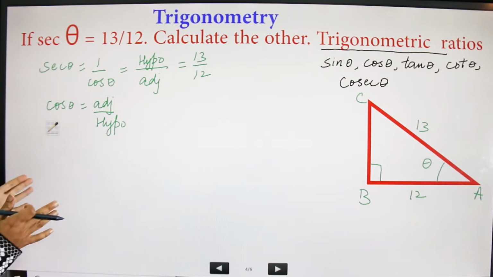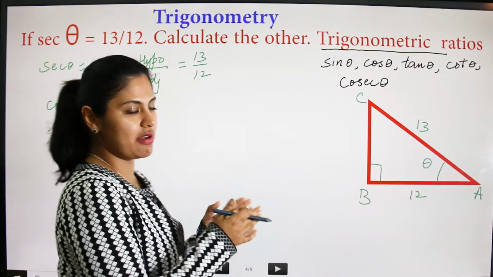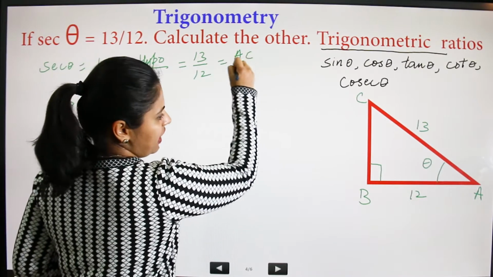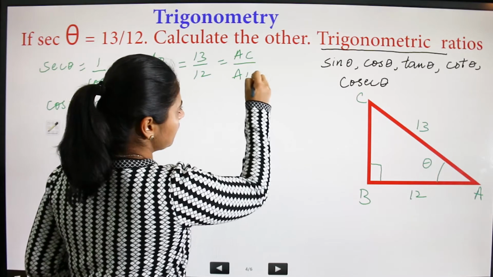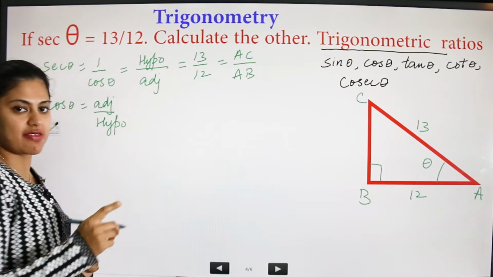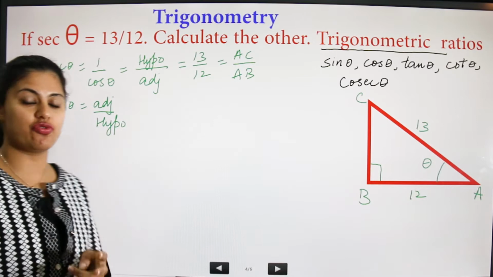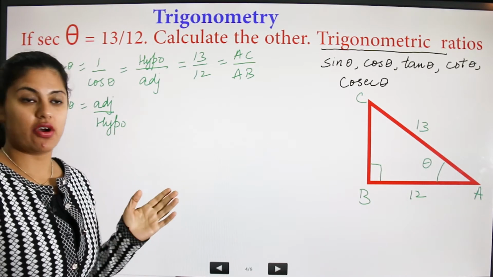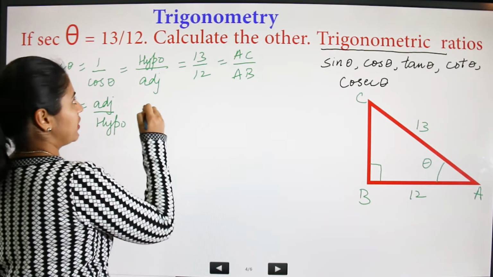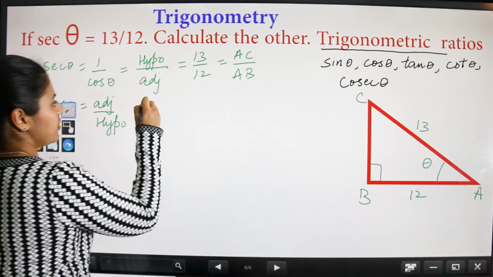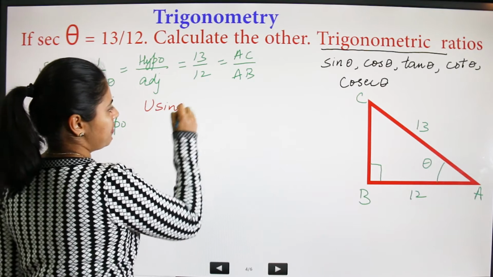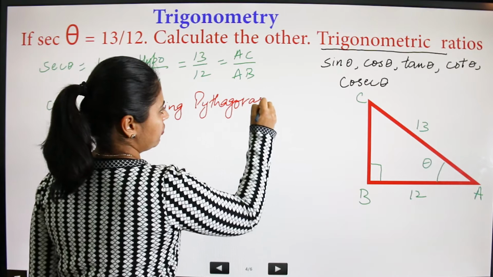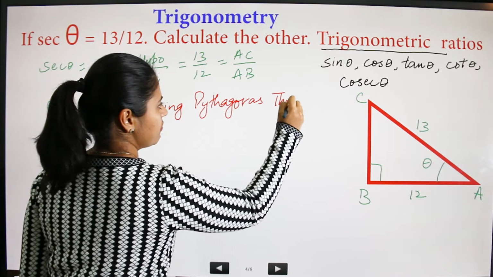Now it's time to find BC. Basically, BC you need to find, and we can write for this one as AC divided by AB. Our target is to find BC. How can we find the third side if 2 you already know? Remember the formula we're going to use, the Pythagoras theorem. So, let's do that. We're going to write it using Pythagoras theorem. I'm going to write THM for the theorem.